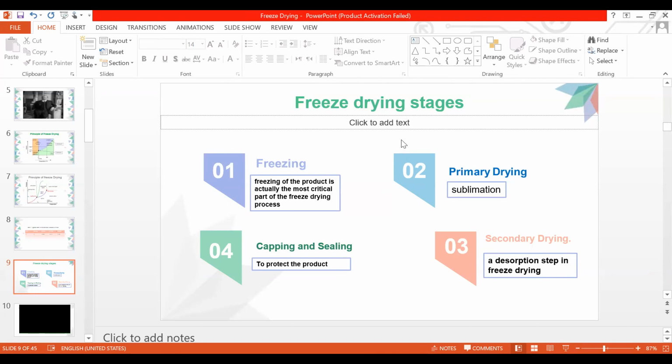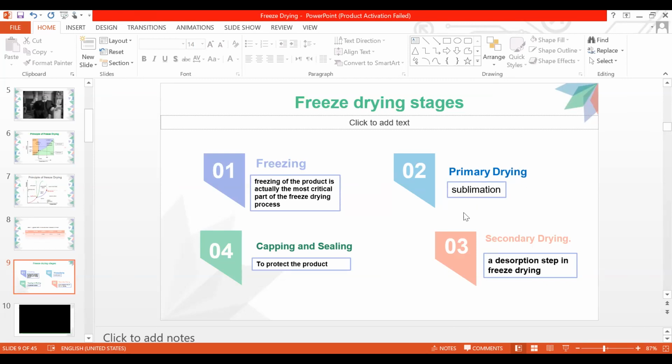The second stage of freeze drying is called the primary drying, which depends on the sublimation process. As I said, the sublimation process requires reduction in the pressure below the triple point with increase in temperature in order to remove large quantities of water from the sample to keep a low level of water inside the sample.